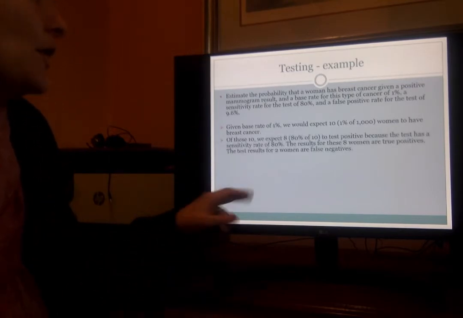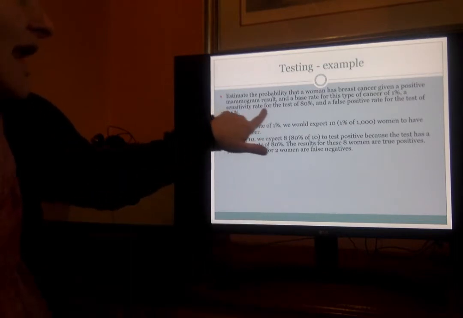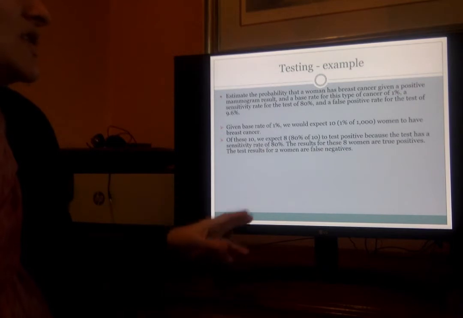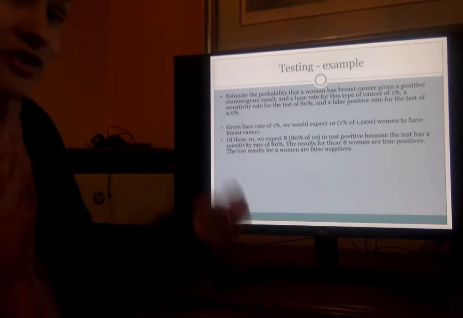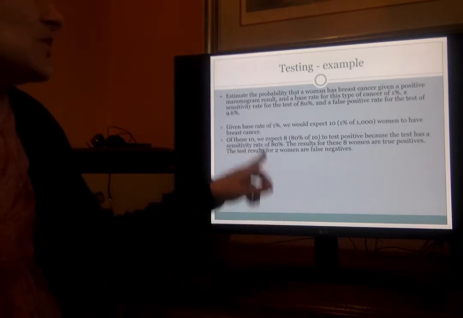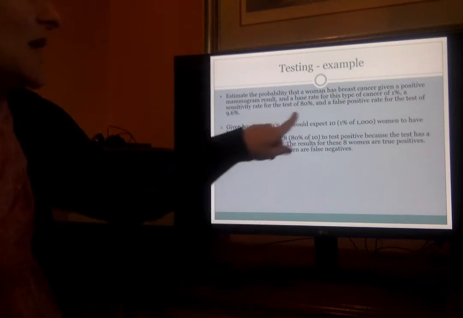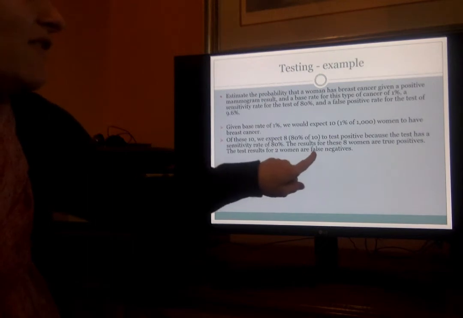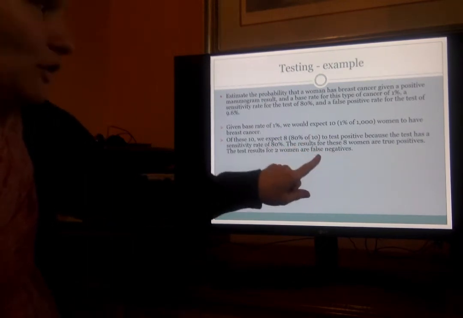Of these 10, we would expect 8 to test positive because the test has an 80% sensitivity rate. 80% of 10 is 8. The results for these 8 women are true positives, meaning they do have it and they are being told they have it. The test results of 2 women are false negatives, meaning because it's only 80%, it's going to miss 20%. So 2 women got false negatives, meaning they were told they don't have it and they do.